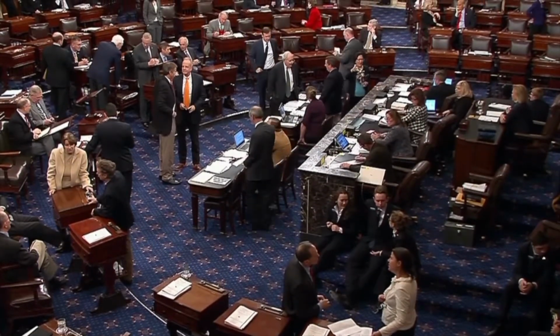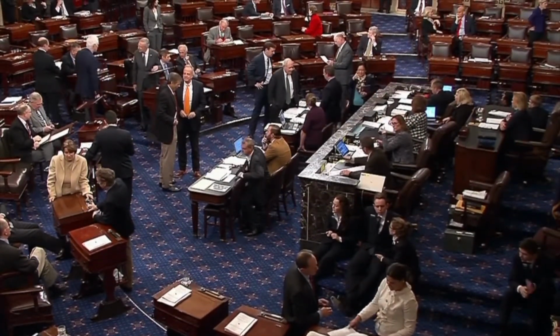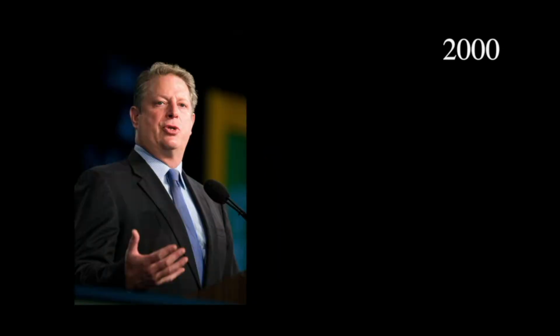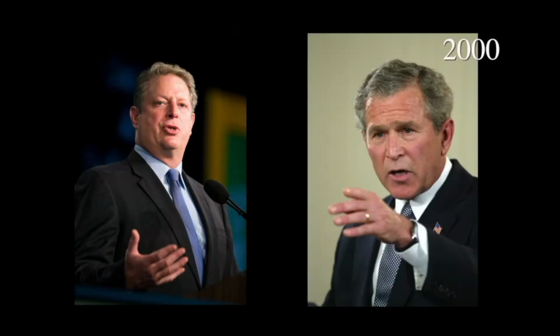That's happened 4 times. The last time it happened was in the election of 2000. Candidate Al Gore won the popular vote, but George W. Bush's votes came from bigger states, so he won the Electoral College vote and became president.